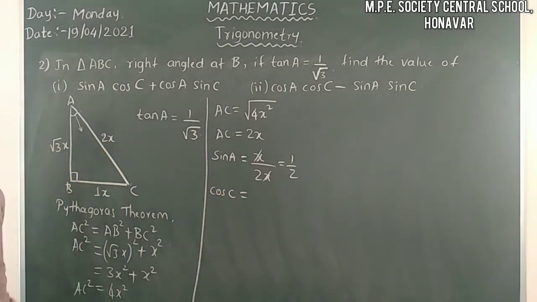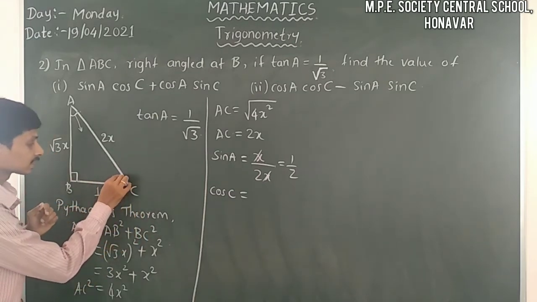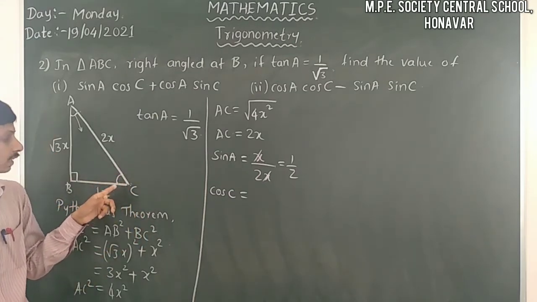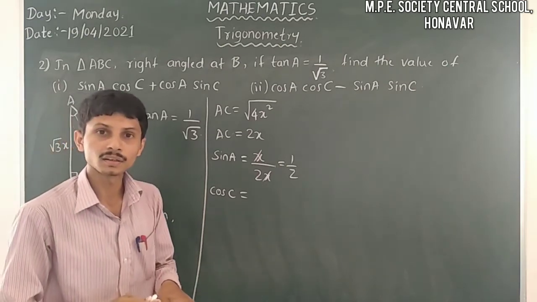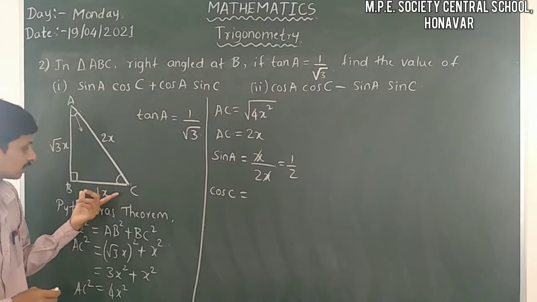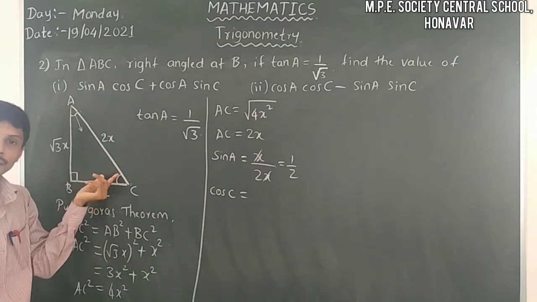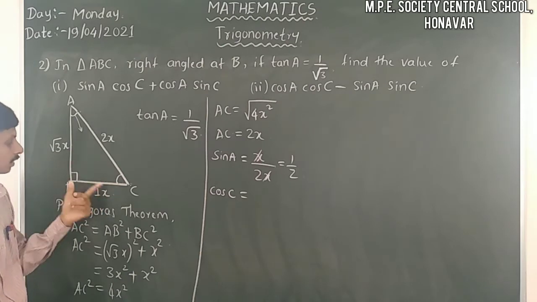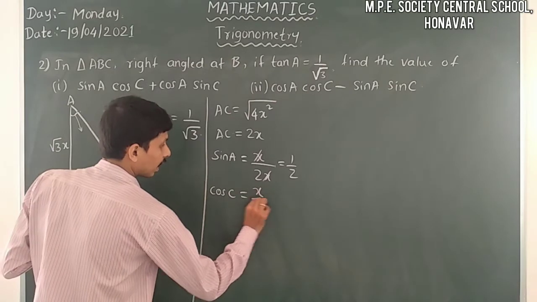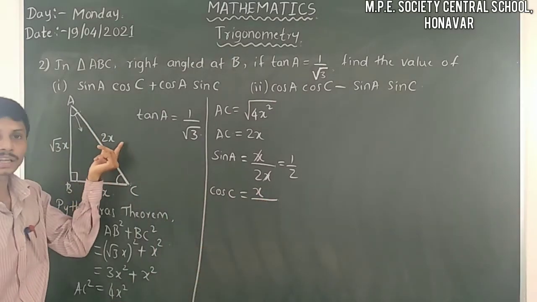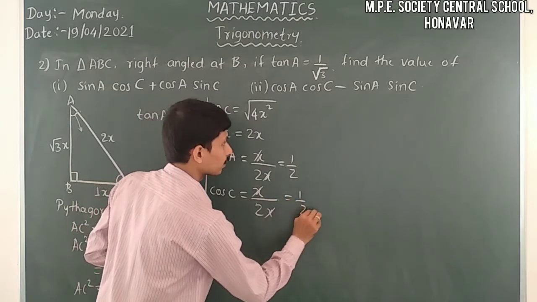Then next one, cos C is needed. Firstly, recognize the angle here. So C is here. Cos C is, as you already know, adjacent by hypotenuse. What is the adjacent side here? So the adjacent to this angle is this one. This is the opposite, this is the adjacent, this is the hypotenuse. So x is the adjacent side, and the hypotenuse is already 2x. X cancels and 1 by 2 remains.